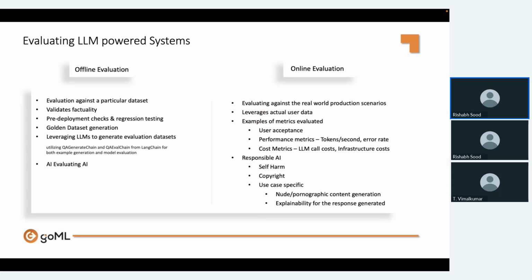The example that I've put over here is something that Andrew has also given from LangChain, and how you can use QA generate chain and QA eval chain, which is part of the LangChain framework, for both generation of the examples, which can be the output from your model, as well as for the evaluation. And another technique that we've seen proving useful at this point is AI evaluating AI. Once we move into the use case specific implementation, we'll also speak about how multiple models can be used, where you have a generator model and a validator model. So this is a technique that has proven really useful.